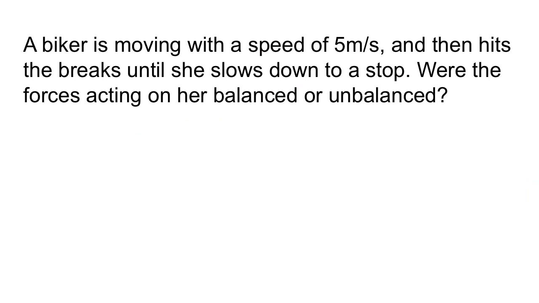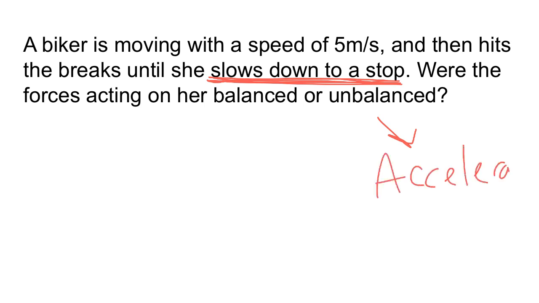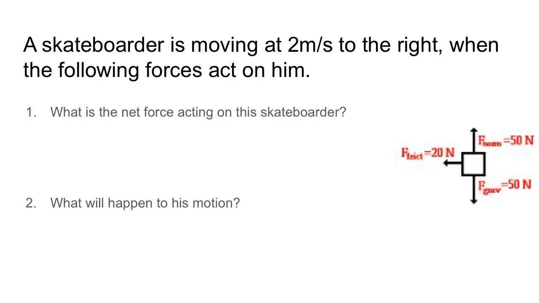So if you look at this one, a biker's moving at the speed of 5 meters per second and then hits the brakes until she slows down to a stop. Were the forces acting on her balanced or unbalanced? Well, this would be slows down to a stop. And we know that if we slow down, we are accelerating. And so since we have an acceleration, the forces would be unbalanced in this situation with this biker where they're changing speed. So that's how we can tell whether the forces are balanced or unbalanced based on an object's motion.